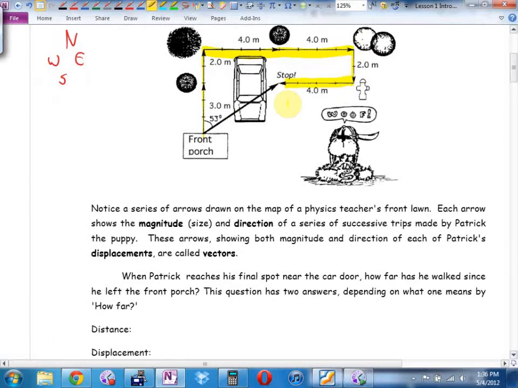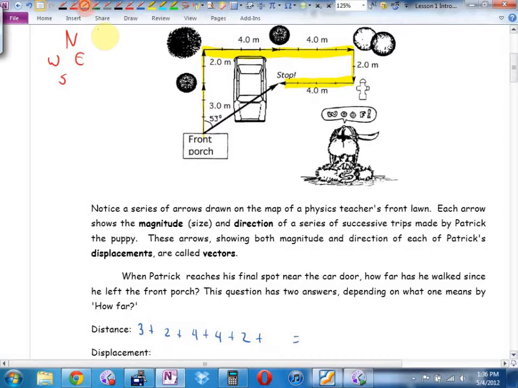The distance would be 3 plus 2 plus 4 plus 4 plus 2 plus 2. It would be the length of each little path. What distance did he travel? Oh, plus 4 at the end. What did I write? A plus 2? Sheesh.